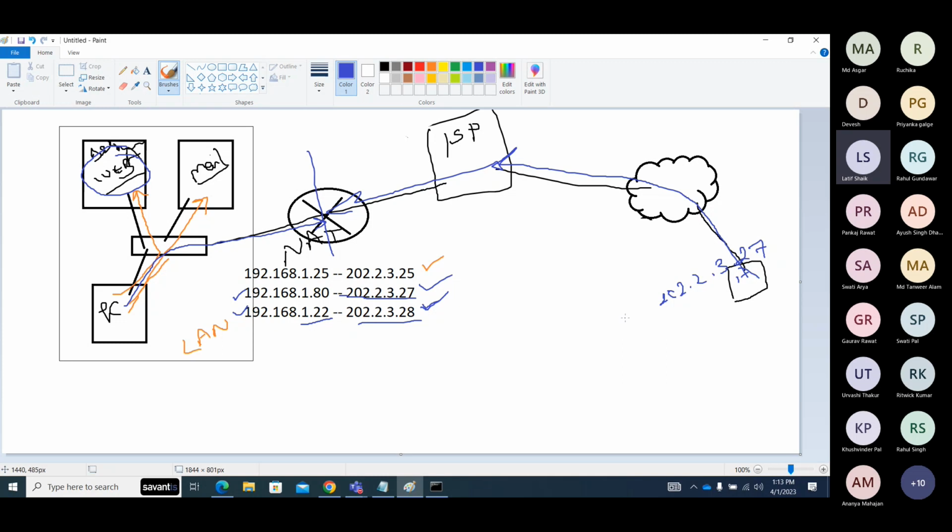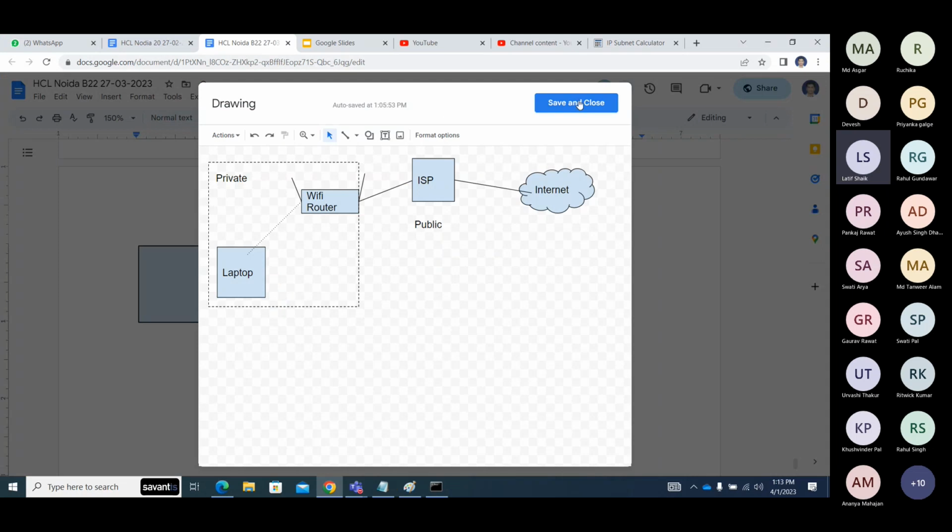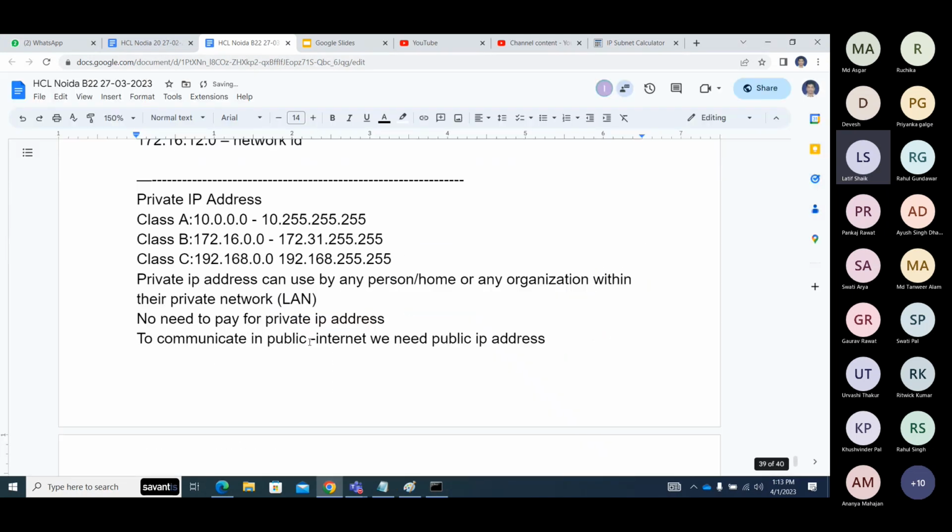So this request came with this IP address. It is translated into this IP address, and it goes directly to this one. So when you are communicating, it's a one-to-one communication, guys.